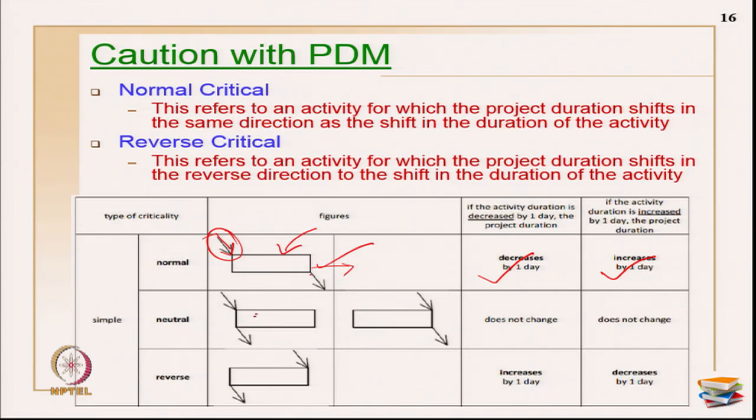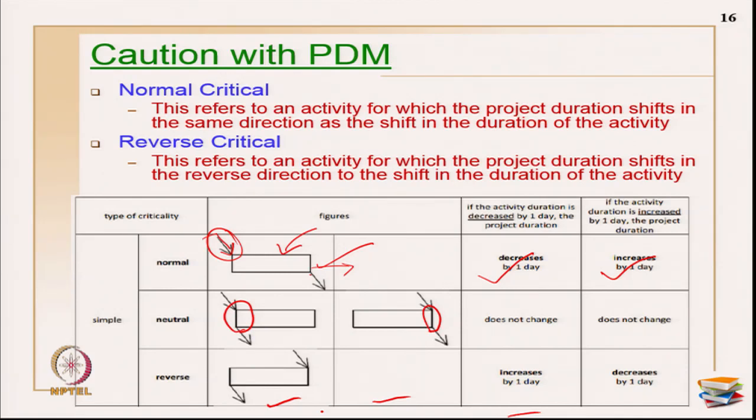In neutral, all the relationships will end on the start or finish, and those relationships will also start from the start or finish. It is like a one-sided relationship. Then what will happen in neutral? There is no change at all when you are increasing the activity duration. If you increase it by 1 day, there is no change at all to the project duration.